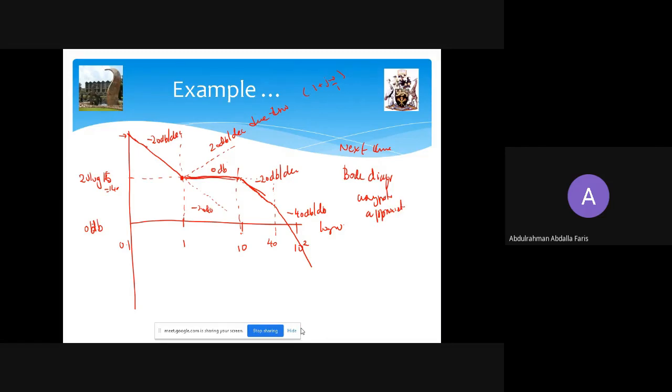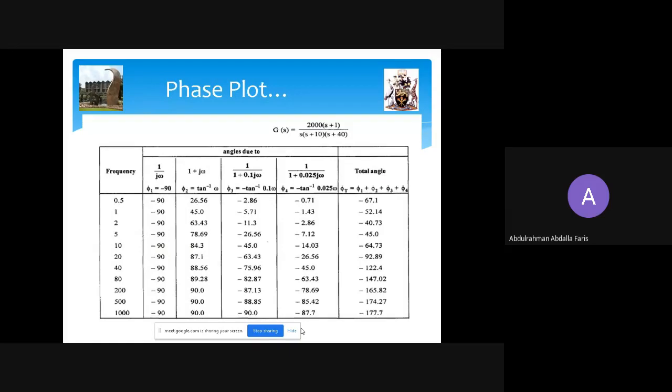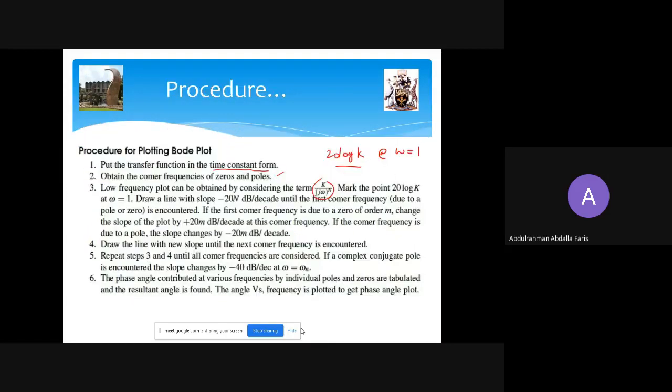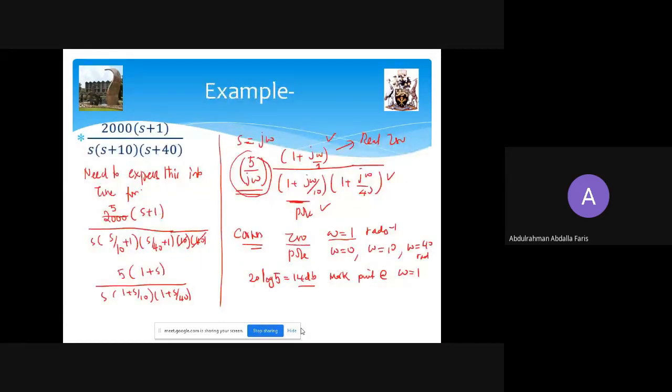So for phase, you need to calculate the individual phase of each factor. From the time constant representation, which is this one, you can see we have 5 over j omega, 1 plus j omega over 1, 1 plus j omega over 10, and that over 40. So you calculate the phase for each of these contributions.